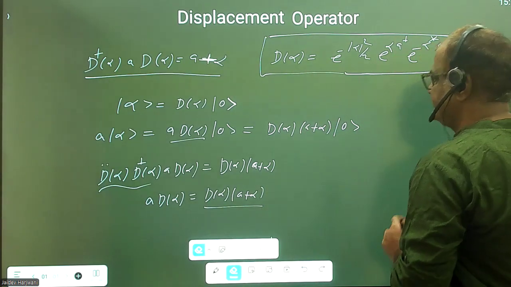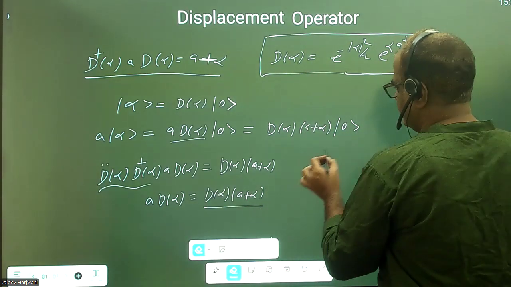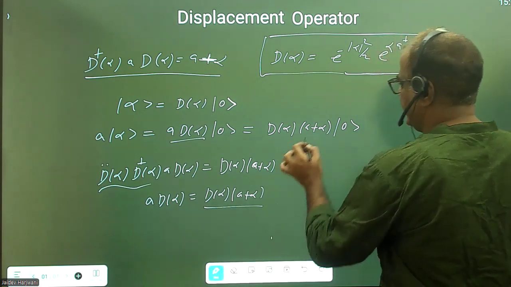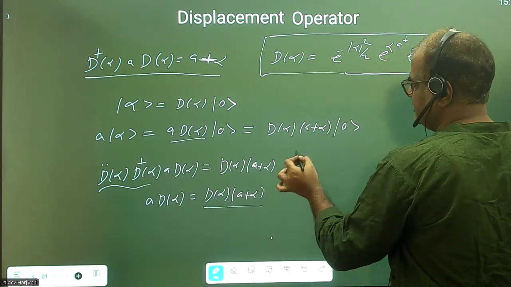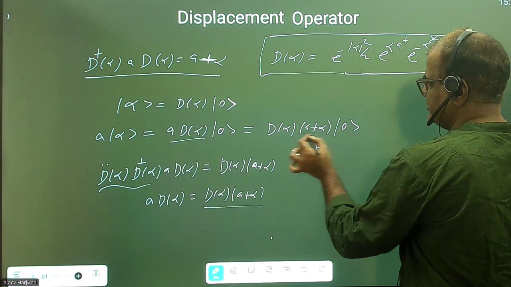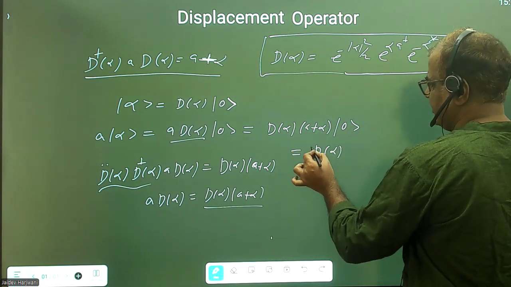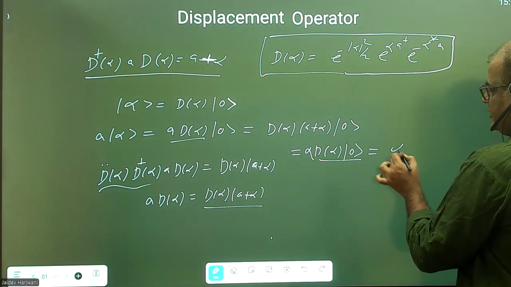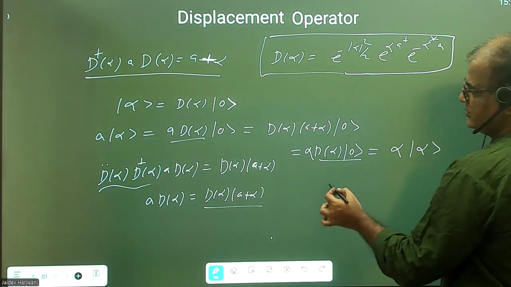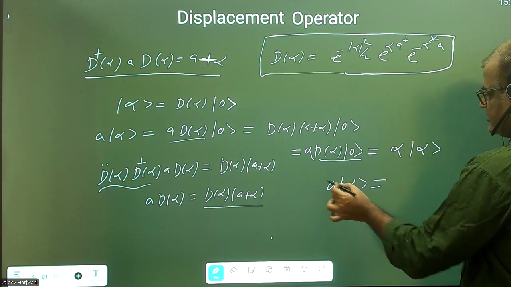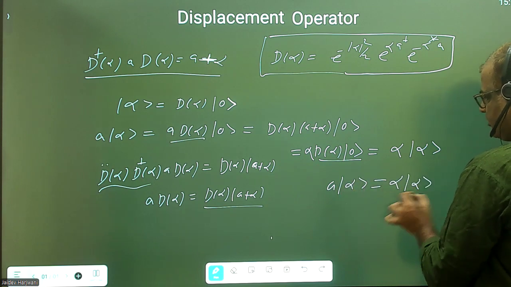So now A D alpha on the vacuum becomes D alpha A plus alpha on 0. Now we know when A operates on 0, you get 0. So this term becomes 0. So you have only D alpha, alpha, D alpha 0, and D alpha 0 is nothing but your state alpha. So I showed that the coherent state alpha is the eigenstate of the annihilation operator.